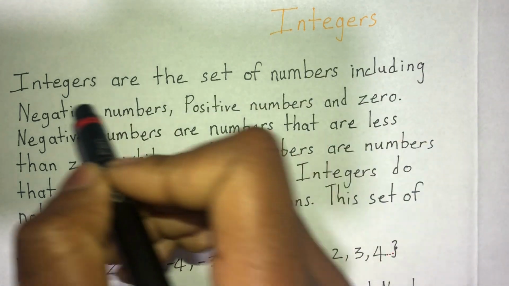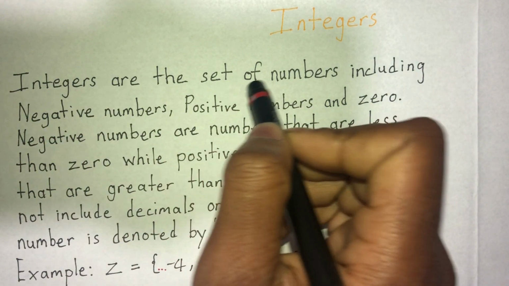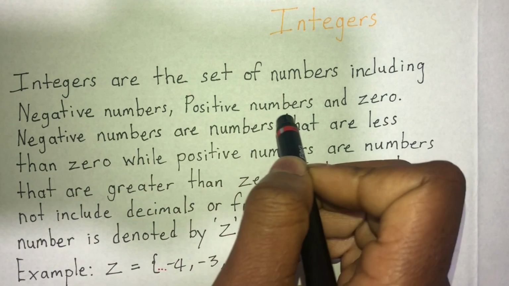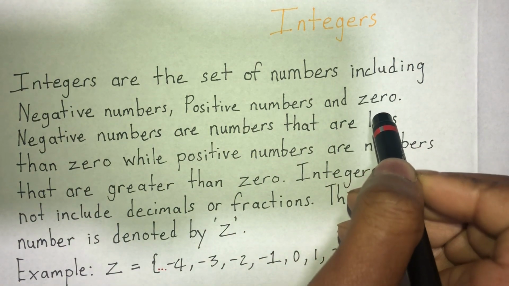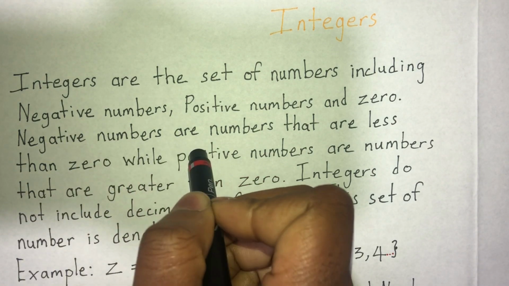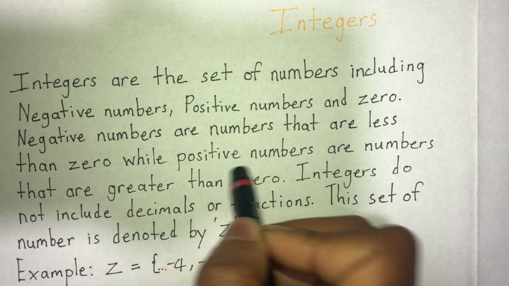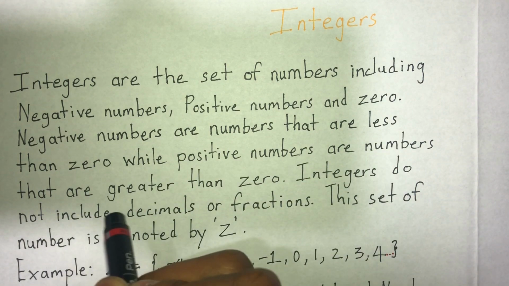Integers. Integers are the set of numbers including negative numbers, positive numbers, and 0. Negative numbers are numbers that are less than 0, while positive numbers are numbers that are greater than 0.